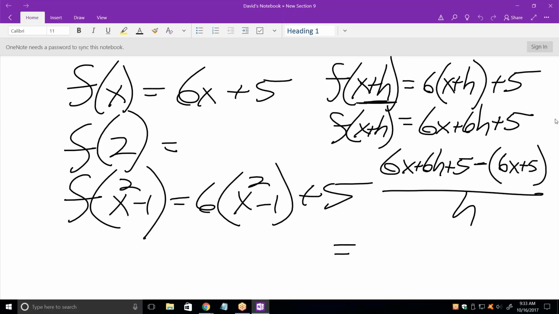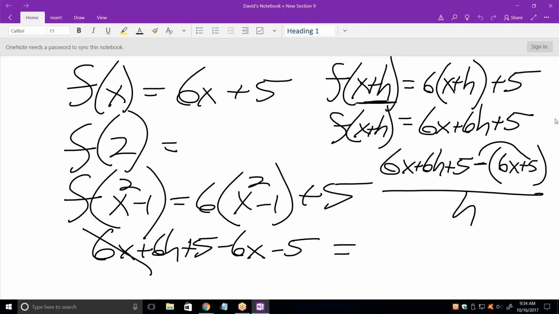And simplify. Would we get 6x plus 6h plus 5 minus 6x plus 5, right? Minus 5. Minus, so that's right, the negative sign has to be distributed to that term. Okay, that makes sense. My bad. Okay, so we'll start with 6x plus 6h plus 5 minus 6x minus 5.